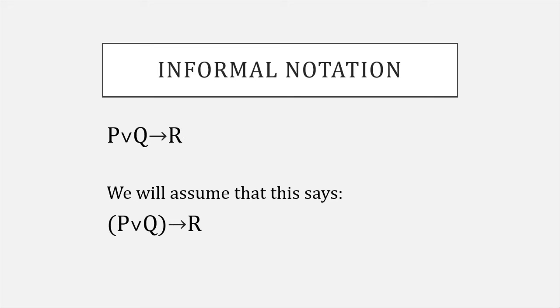And the order doesn't matter. So if the or part comes first, P or Q then R, the conditional is still the major connective. Okay, this is just a convention. This is to make it a little easier to do informal notation. So the top thing is an okay sentence. It's a well-formed sentence in informal notation. The top thing is fine, and we're always going to read it as the bottom thing.